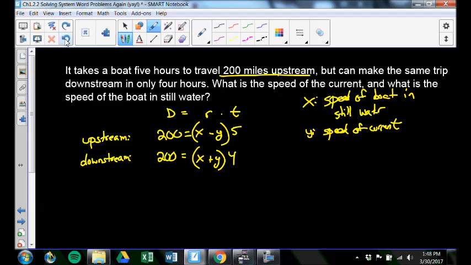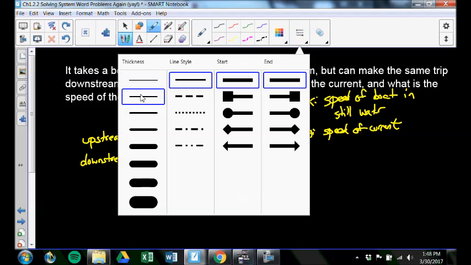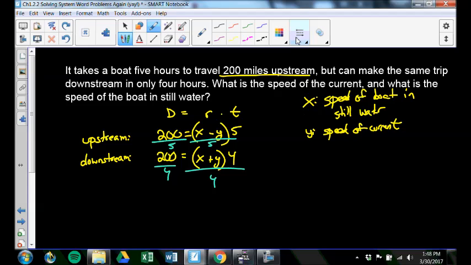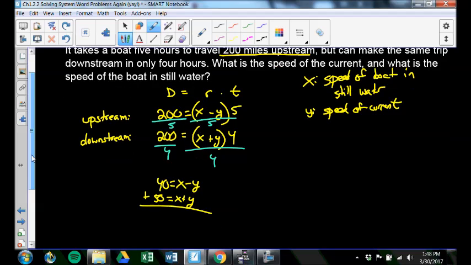Now, solving this, I really recommend you don't distribute. You can distribute the 5 and the 4, but what you're going to find to be much quicker is divide both sides by this 5 and divide both sides by this 4. That's going to get you an elimination setup that's really nice. You get 40 equals x minus y, and you get 50 equals x plus y. Then you add up these two equations because the y's are going to cancel.